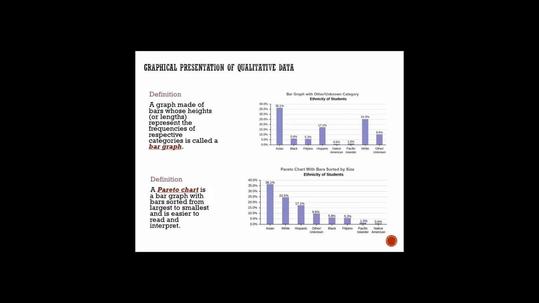That's the frequency, the height of the bar. This is a vertical bar, but it could have been a horizontal bar. It still would have been a bar graph. The only difference between the bar graph at the top and the Pareto chart at the bottom is that the Pareto chart is sorted so that the highest category is first. In other words, the highest frequency, or the one that had the highest percentage of the students in it, is listed first, and then it's in descending order all the way from left to right.